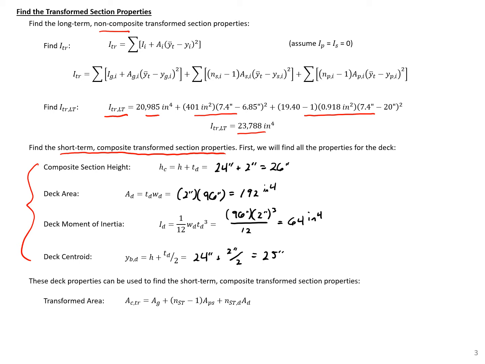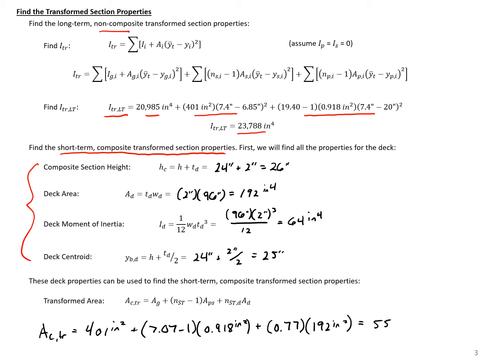And we'll start by finding our transformed area. So our transformed area, AC transformed, is going to be equal to our gross area, 401 square inches, plus our short-term modular ratio, 7.07 for our pre-stressing, minus 1, times the area of our pre-stressing, 0.918, plus 0.77, the modular ratio for our deck, times 192 inches squared, will give us an area here of 553 or 55.3 inches squared. So this here is our composite transformed area.